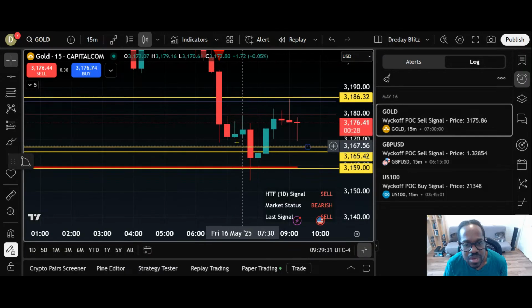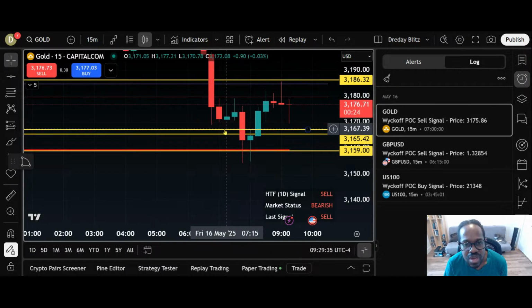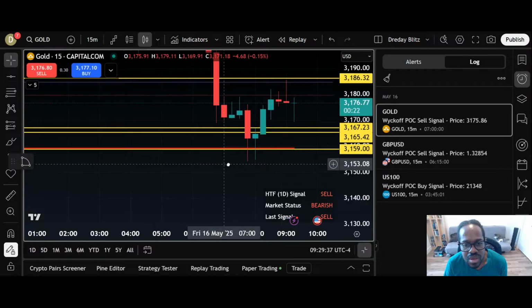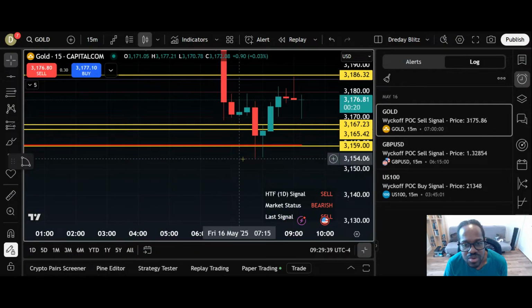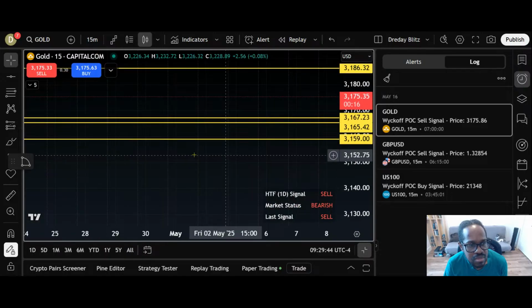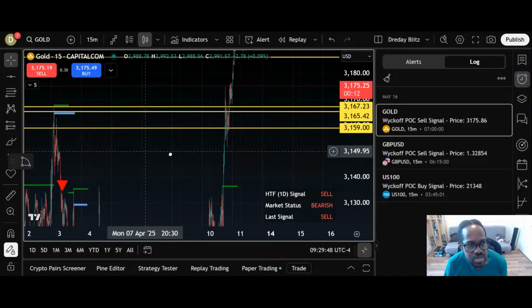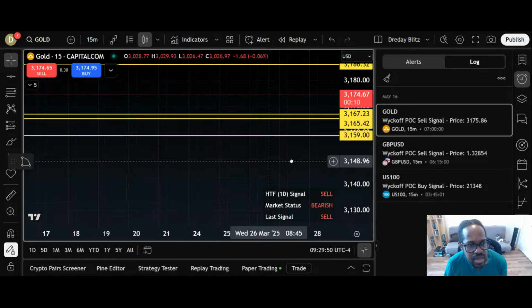So my TP is right here. Those three TPs are the ones. So you have 1, 2, and 3. I'm going to see if there's any other levels after this line, because those two are pretty much close together. So I'll consider it here as one level.